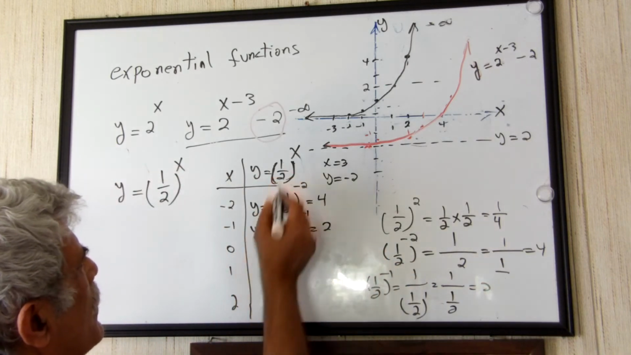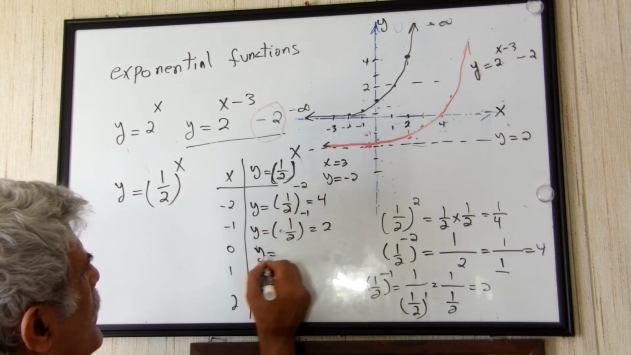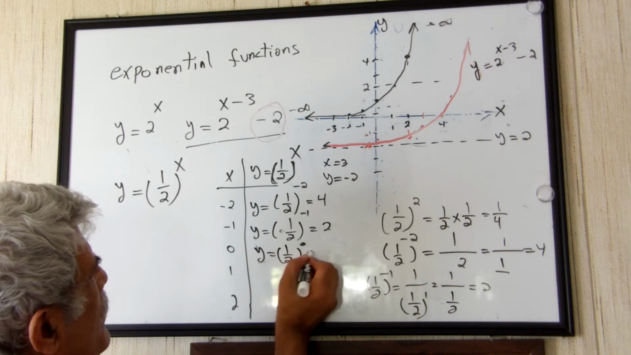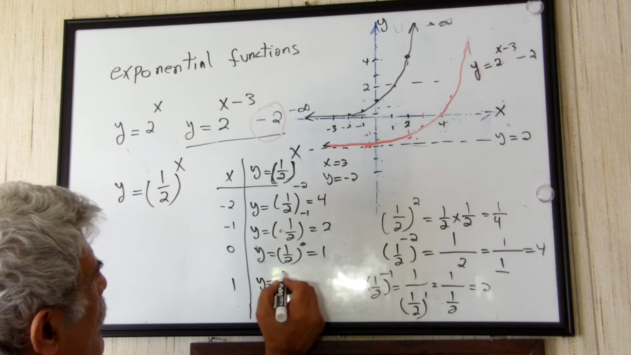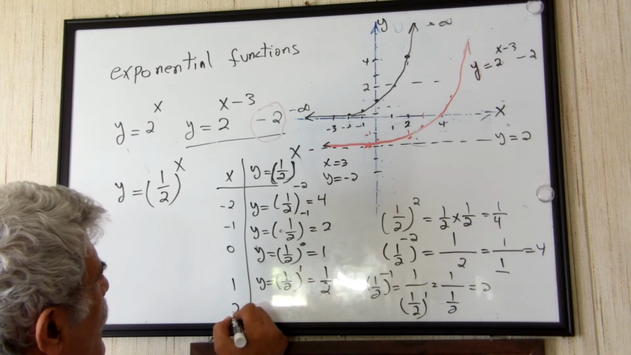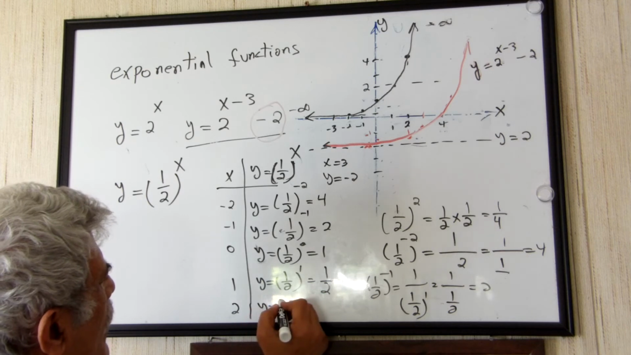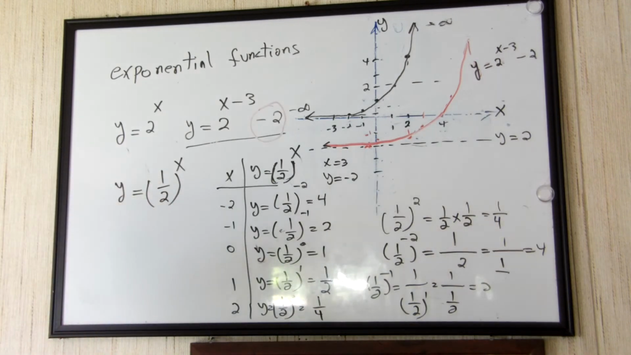And if it's 0, any number to the power of 0, y is equal to 1 over 2 to the power of 0 is equal to 1. And if it's 1, y is equal to 1 over 2 to the power of 1 is equal to 1 over 2. And for 2, y is equal to 1 over 2 to the power of 2, which is going to be 1 over 4. Now let's graph this one.